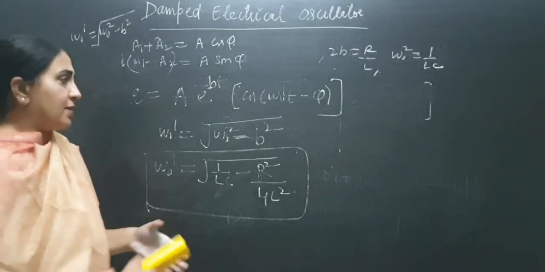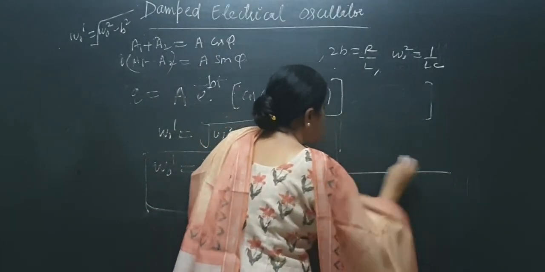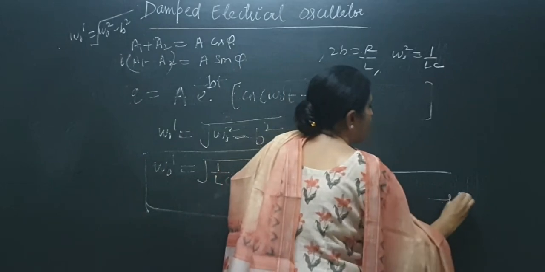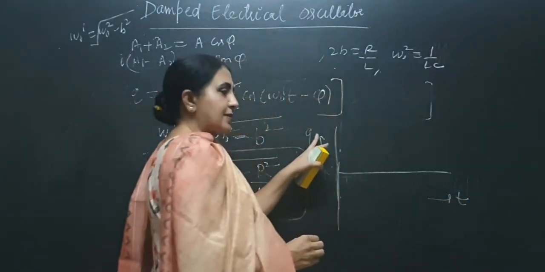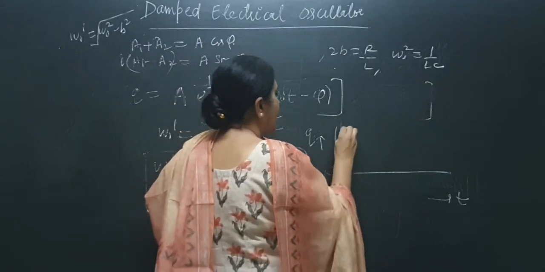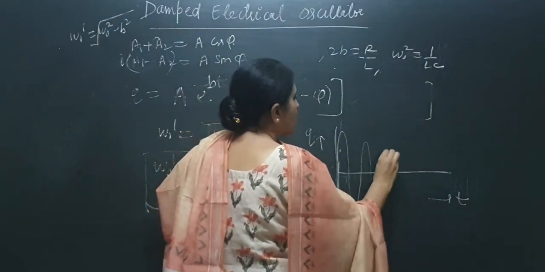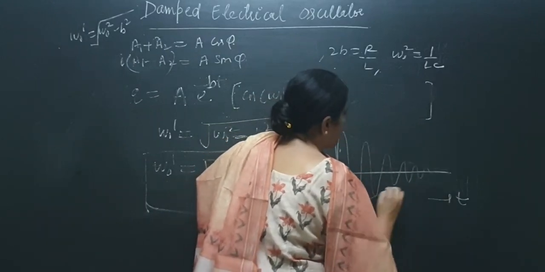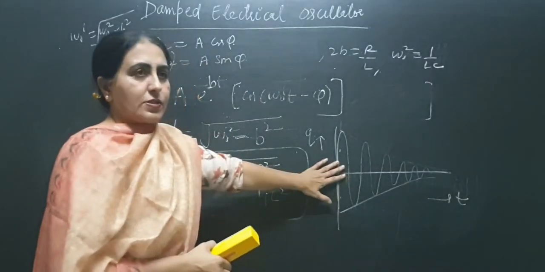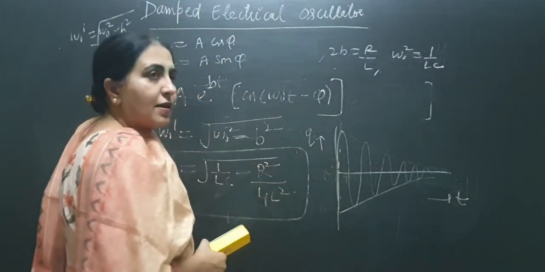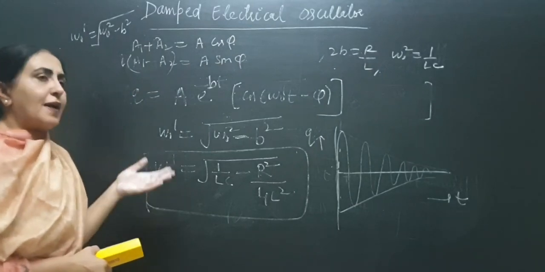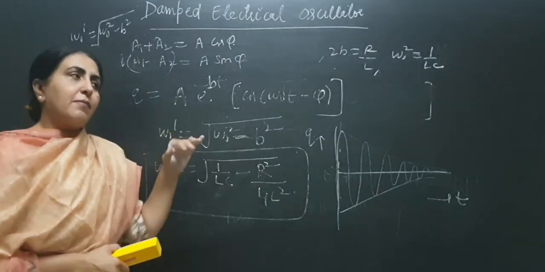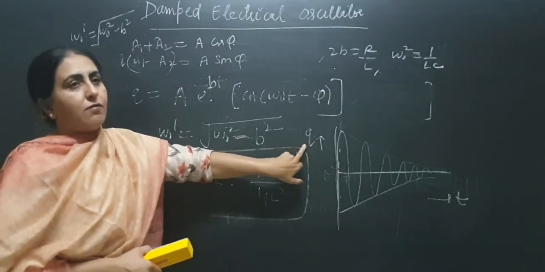And the graph, in this case, is between q and t. On the x-axis is t, and on the y-axis is q. Q is a charge, and the graph is like this. The motion is oscillatory, but the amplitude decreases with the passage of time, but it produces oscillations in the case of light damping. The graphs of over damping and critical damping are the same as in a mechanical oscillator, but with q on the y-axis.